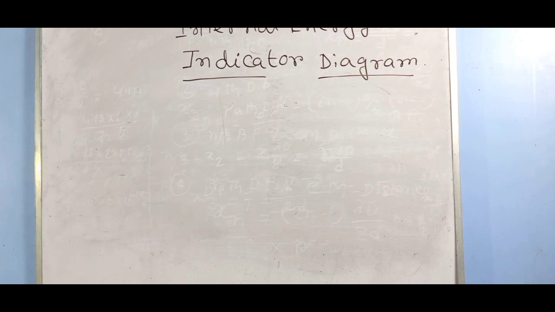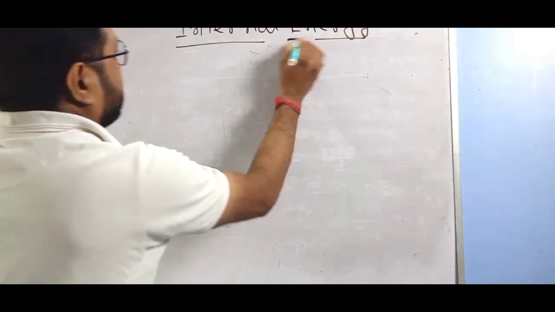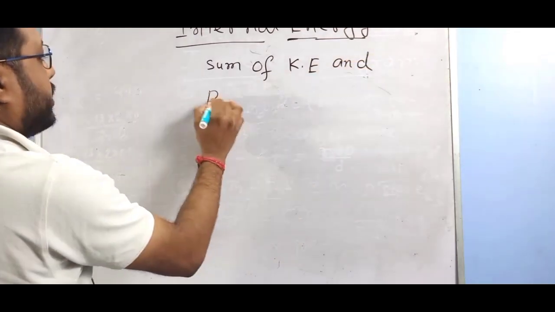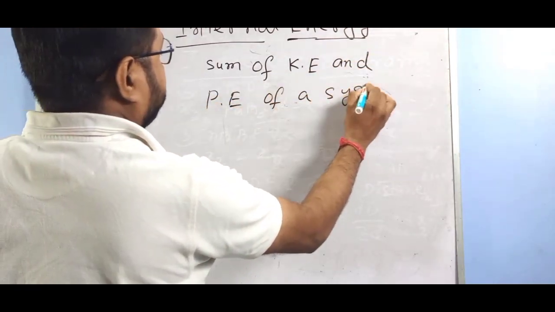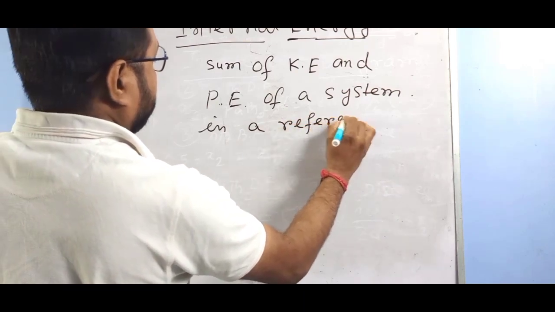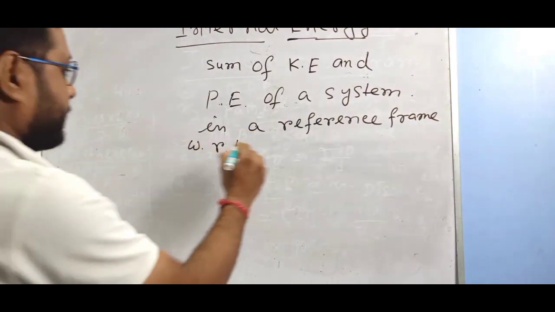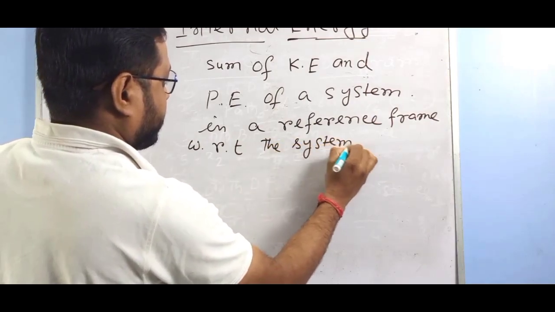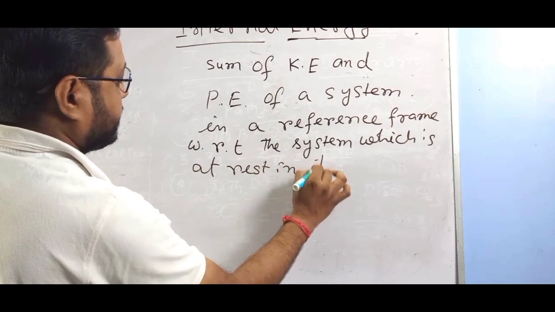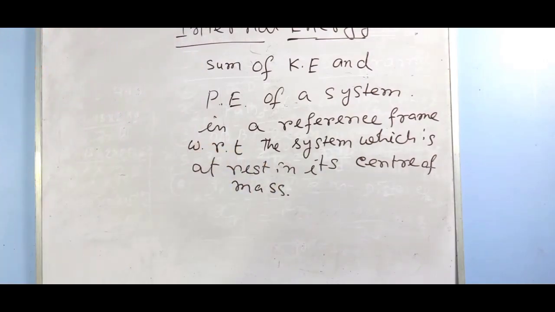Now, what is the internal energy of a system? Internal energy is the sum of kinetic energy and potential energy of a system in a reference frame with respect to the system which is at rest in its center of mass. This is the definition of internal energy.